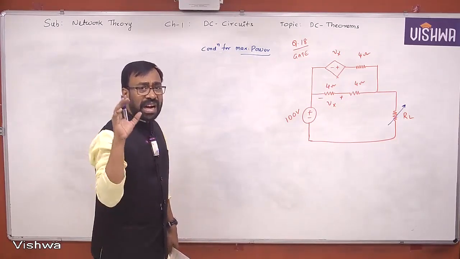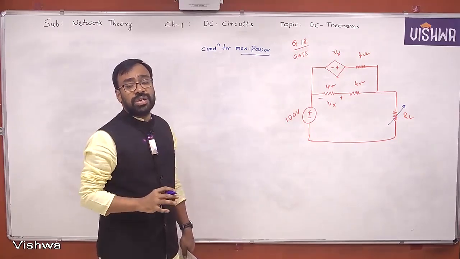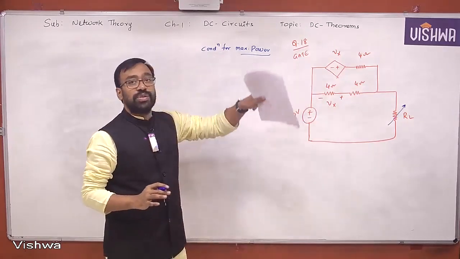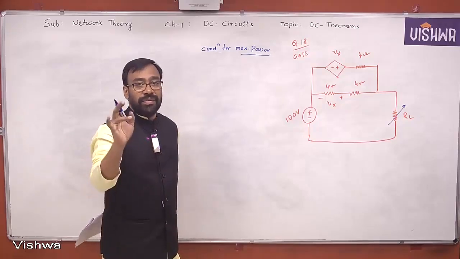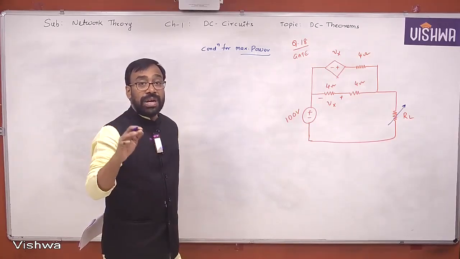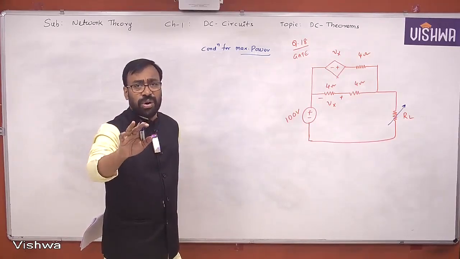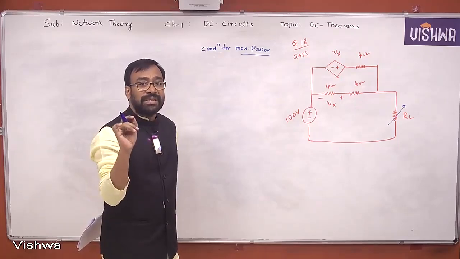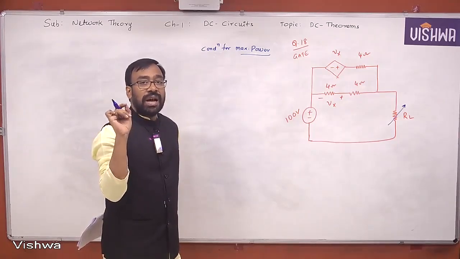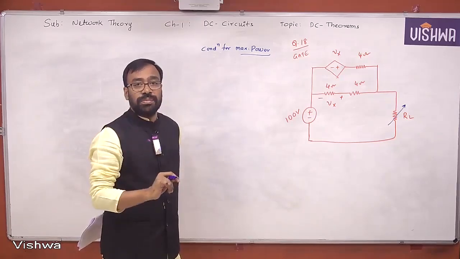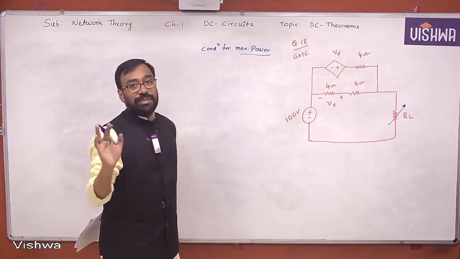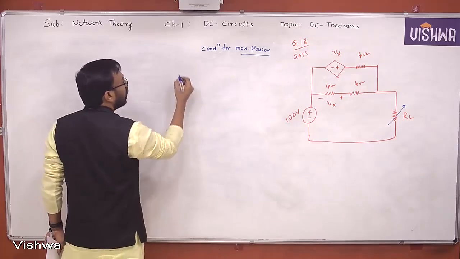Now, when only RTH is required, what is the procedure you are supposed to follow when there is a dependent source problem? What is the procedure for RTH? Method 1, VOC by ISC. Method 2, Oldham technique. Any method can be followed, no doubt. But what is the best method to find RTH, only RTH, in case of a dependent source problem? Obviously, the Oldham technique. So let's go for the Oldham technique.